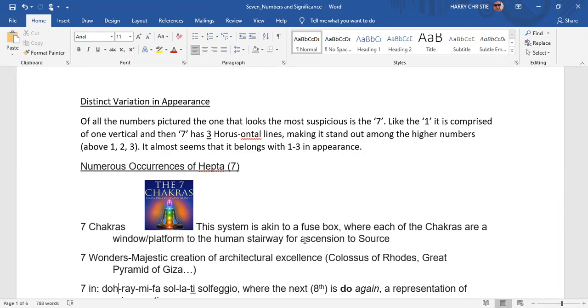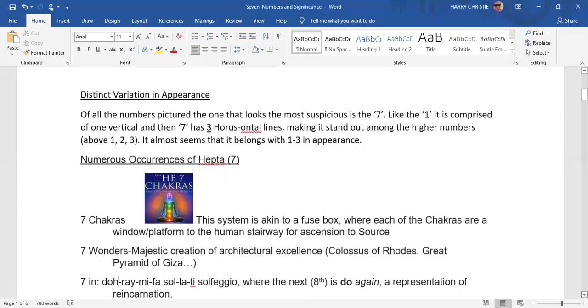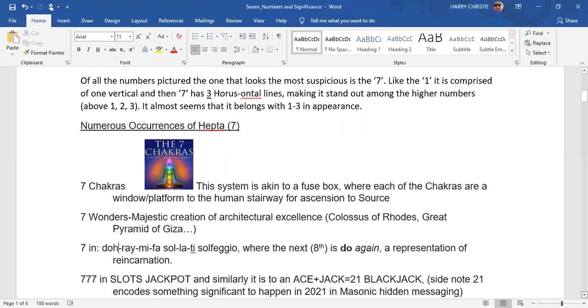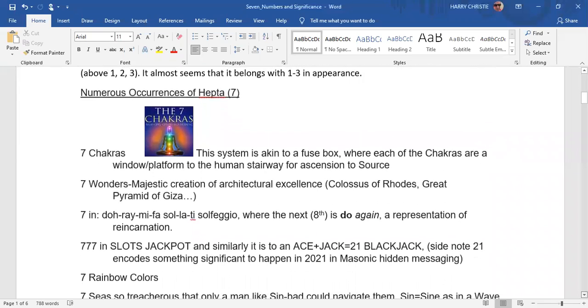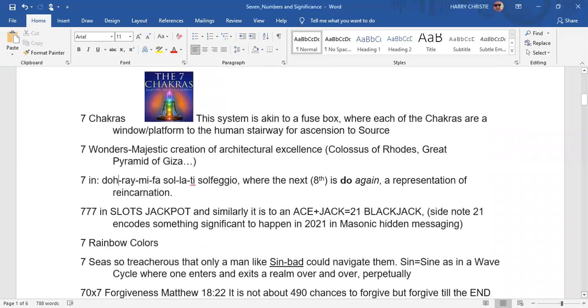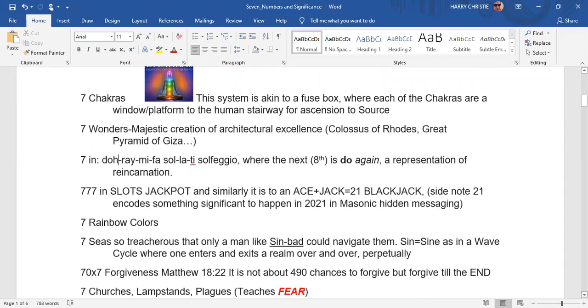Okay. The next important 7 we look at is the 7 wonders of the world. These are like majestic creations of architectural excellence. A couple examples are the Colossus of Rhodes and the Great Pyramids of Giza. Hanging Gardens of Babylon was another one, wasn't it? Oh yeah, definitely. And why they stop at 7, I don't know, because I could think of a lot more than just 7 great architectural wonders, but they want to stick with 7. That number is very symbolic.